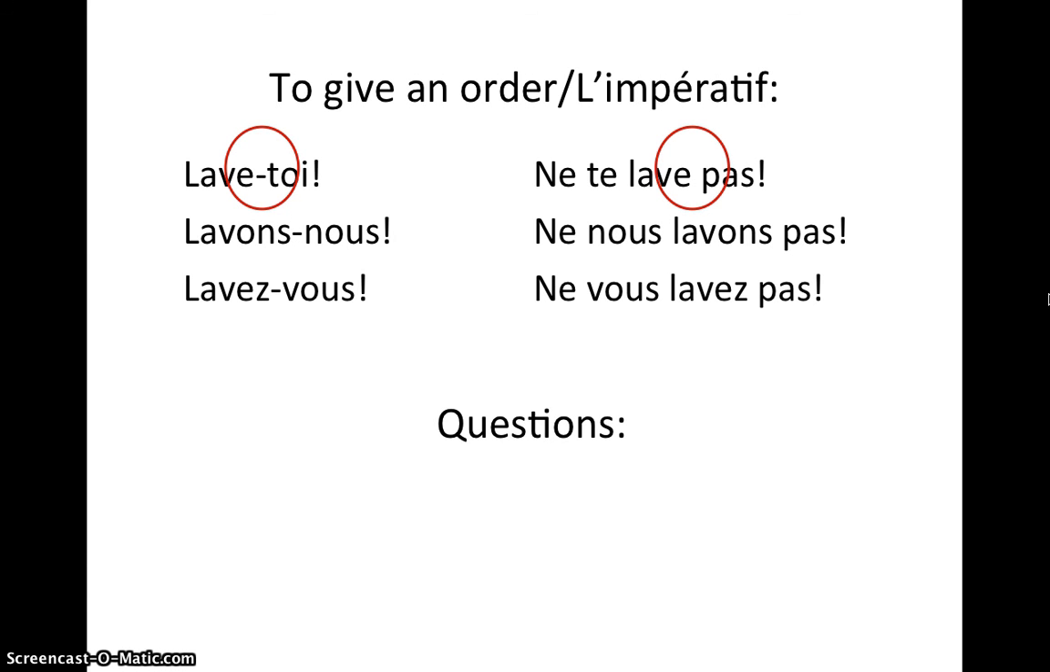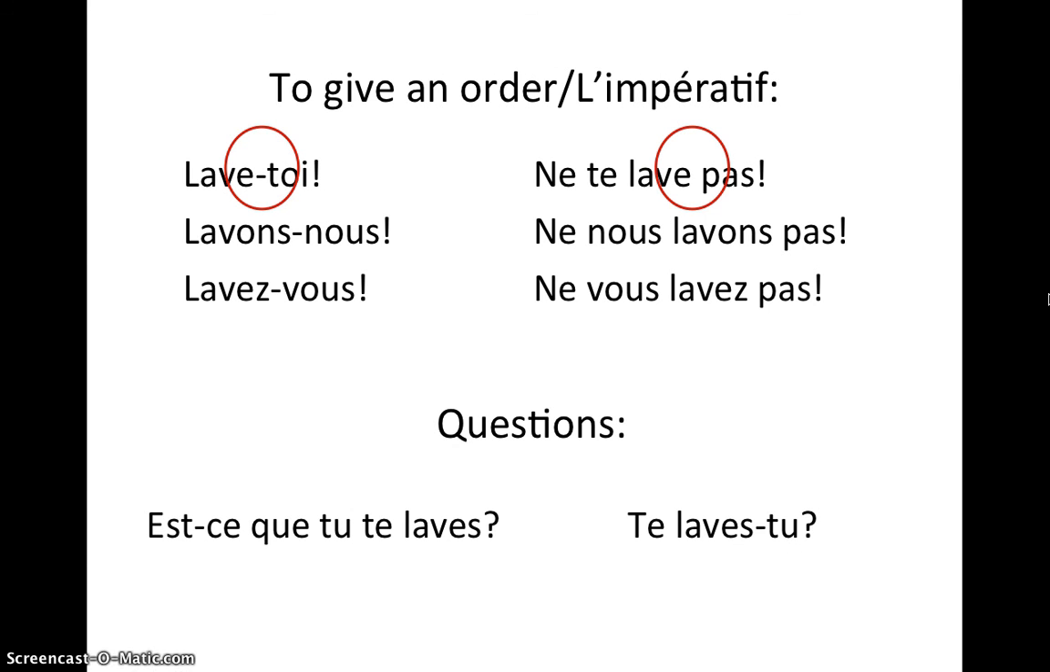For questions, you can form questions the same two ways as always. We can form questions with est-ce que, and we can form questions with inversion. If it's with est-ce que, you just add est-ce que to the beginning. If it's inversion, you only invert the subject and the verb, and then you leave the reflexive pronoun at the beginning. Te laves-tu?